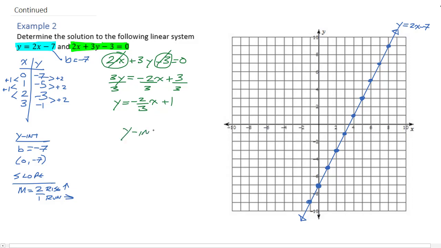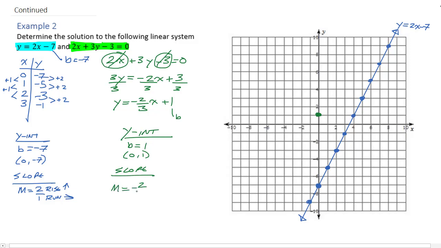What's my y-intercept? Well, my y-intercept is b. And b is 1. There's b right there, right? So b is positive 1, so my y-intercept is (0, 1). 0 over, 1 up. There's the coordinates of my y-intercept. Now, what's the slope? The slope is a fraction already, and it is negative 2 over 3.